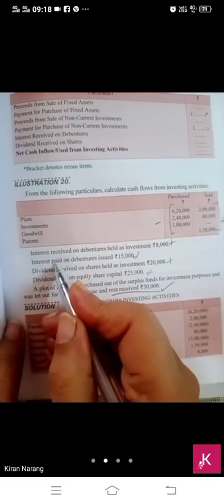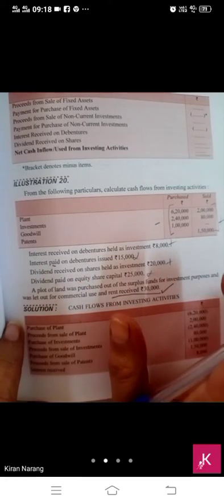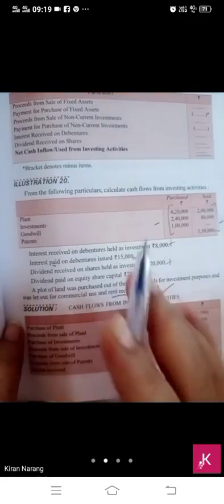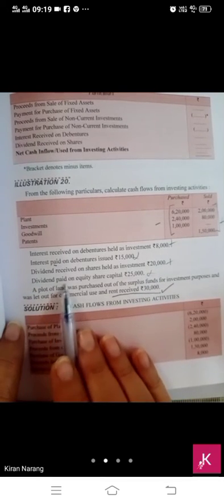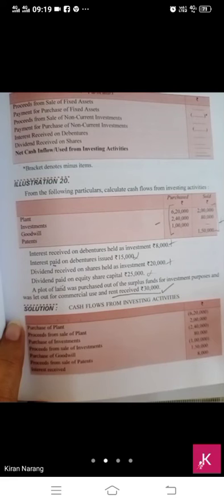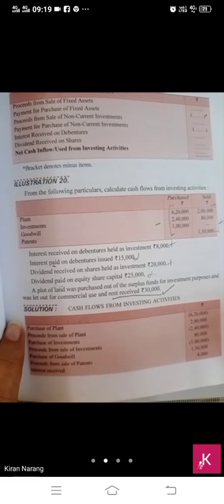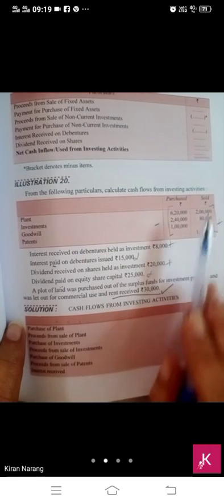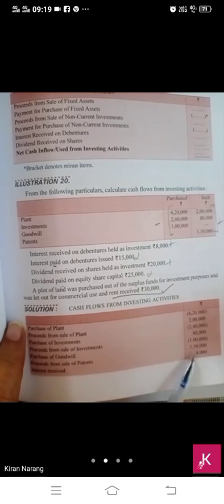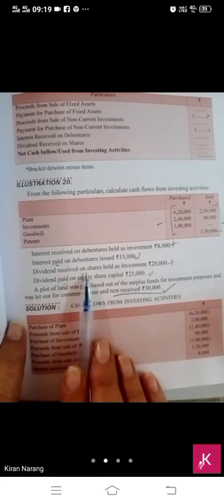Interest paid will not be recorded in investing activities. Interest paid I have taught you already, and dividend received will be added, and dividend paid will not be recorded at all. Okay, children? Two things we have to add from the income. Everything was given. Purchase will be subtracted and sale will be added. Then interest received and dividend received will be added.